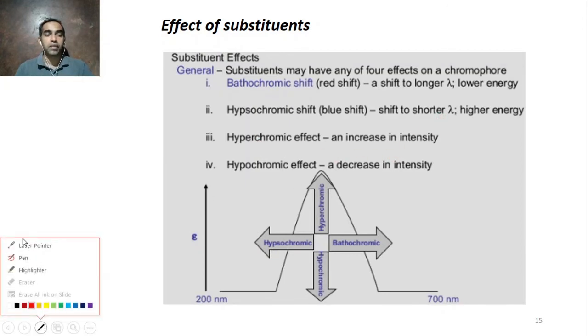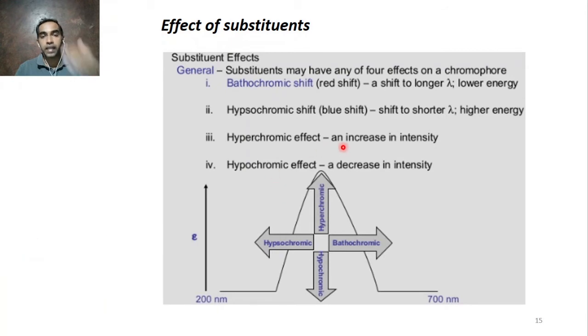Hyperchromic shift. Hyperchromic shift means what? Increase in intensity. Okay. Hypo means below, hyper means higher, above. An increase in intensity, a decrease in intensity takes place. Usually, bathochromic shift has hyperchromic effect, an increase in intensity, and hypsochromic shift has hypochromic effect, a decrease in intensity.